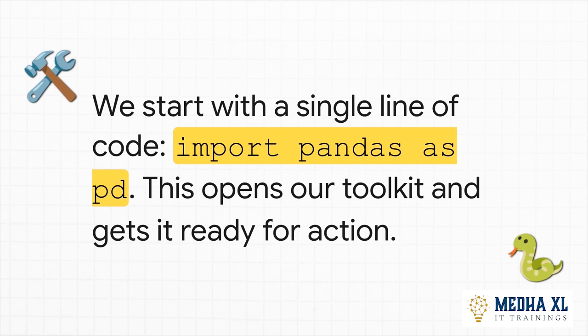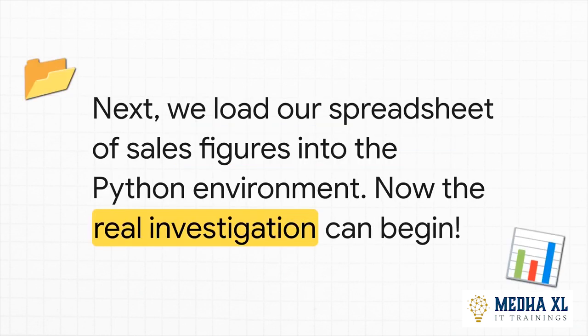Step 1 is as easy as this one single line of code. We're just telling Python, hey, I need to use that Pandas library for this job, and we give it a little nickname, pd, just to make it faster to use later. Just like that, our main tool is ready to go. With our tool ready, we bring in the evidence. This step basically just takes our sales data from a file and loads it into a structure that Python can actually work with. The real investigation can officially begin now.